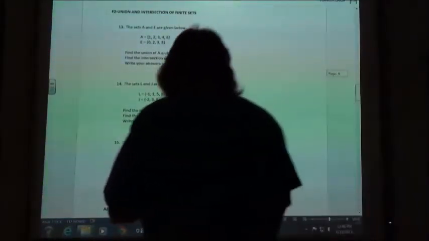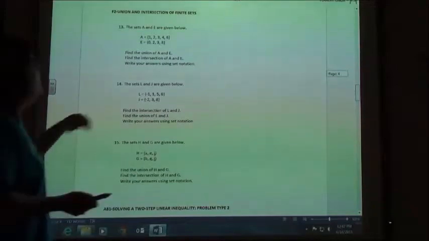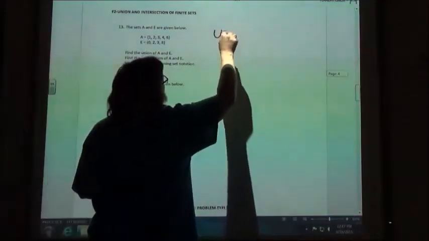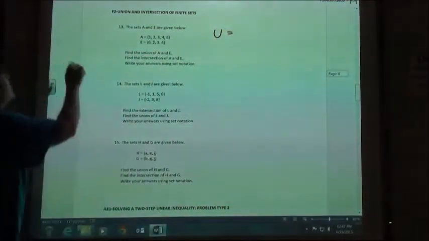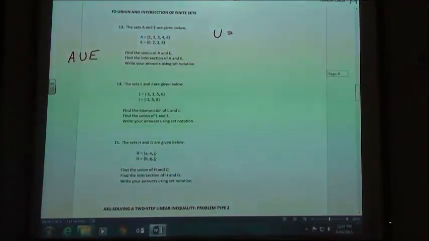The next one's union and intersection. Union, you're joining everything together in one great big long set. If something repeats, you only need to put it on your list once. Doesn't need to be in there more than once. Intersection, what do the two sets have in common? So the symbol for union looks like a U. So you'll see them do something like A union E, and that tells you you're supposed to do the union.